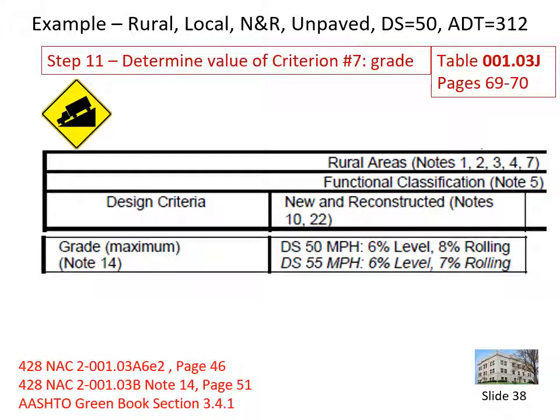The maximum grade is 6% for level terrain or 8% for rolling terrain. For this segment of road, assume rolling terrain and a maximum of 8% grade. For definitions of level and rolling terrain, refer to the AASHTO Green Book section 3.4.1. Review Note 14 on page 51. Since this road has an ADT fewer than 400 vehicles per day and a classification of local, short tangent lengths 500 feet or less are allowed an additional 2% grade beyond the value shown in the table. The other part of Note 14 would not apply since the ADT is greater than 50 vehicles per day.